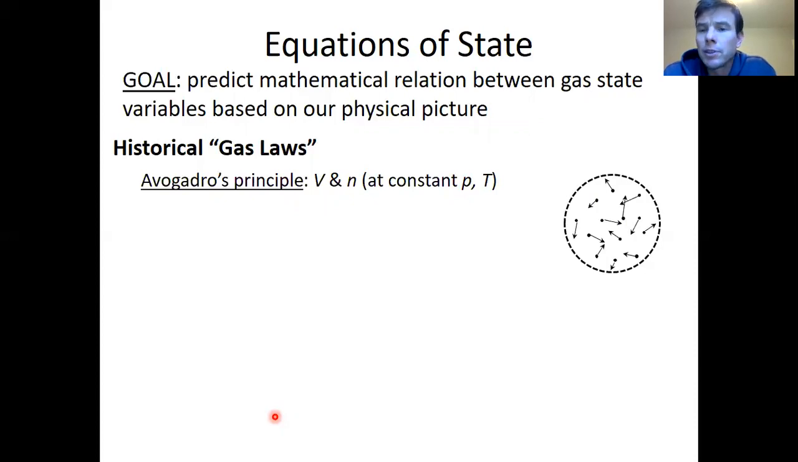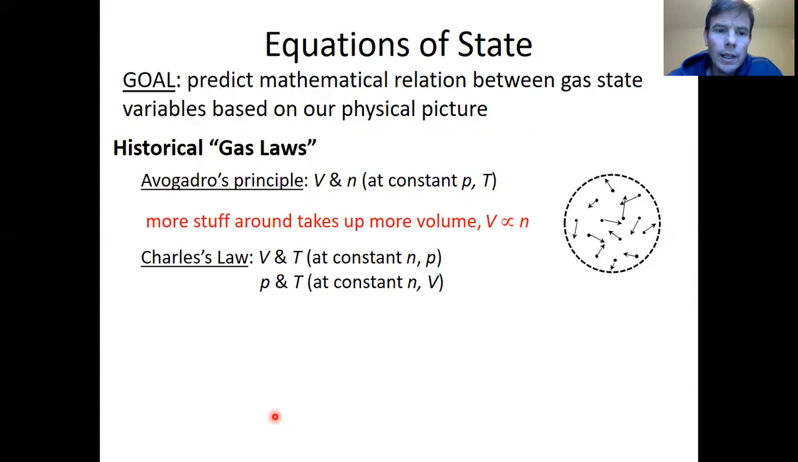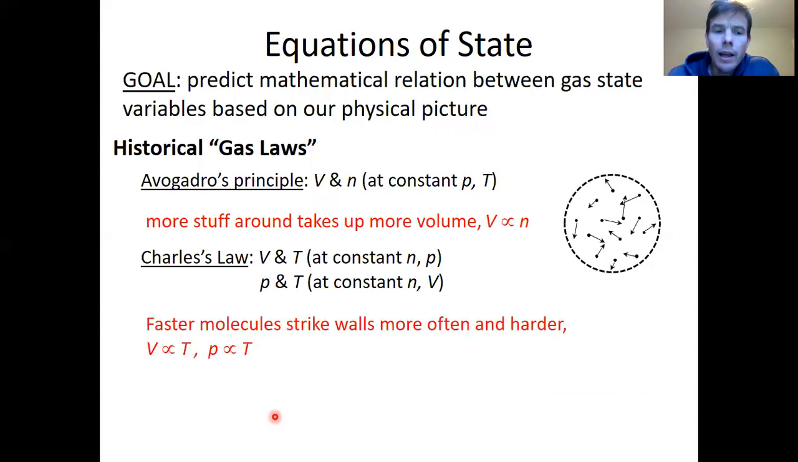The first is Avogadro's principle. It basically says that volume is proportional to the number of moles, right? Really simple idea. More stuff takes up more space. Second one is Charles's law. Charles's law relates volume and temperature, or you can also modify it to relate pressure and temperature. And what this basically says is that as I heat a gas up, the molecules move faster and the volume increases. Same thing with pressure. If I heat it up, the molecules whack the walls harder. So we find that volume is proportional to temperature and pressure is proportional to temperature.